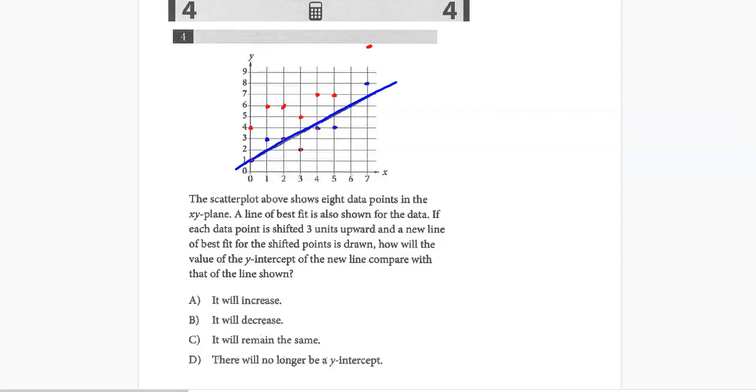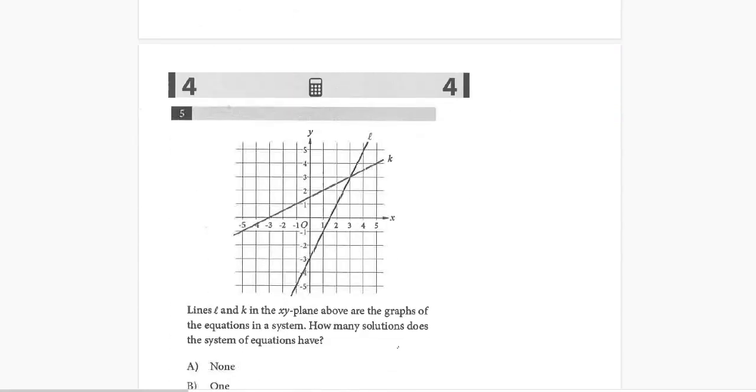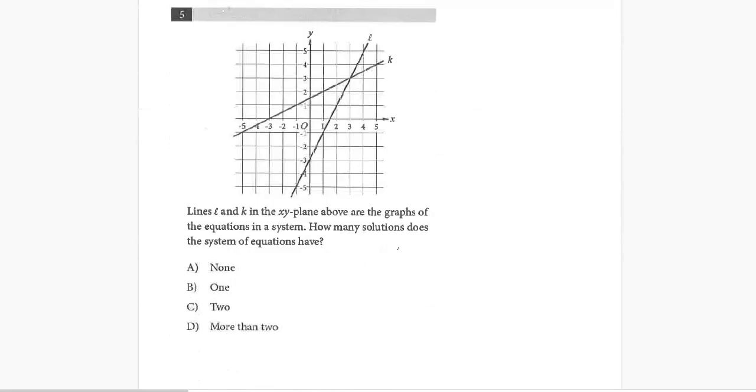So if those are our new dots, our new line should pretty much just be shifted 3 up. So that means, how will the value of the y-intercept change? So this was our y-intercept. Our new y-intercept should be exactly 3 up. Looks like my line kind of missed it a little bit. So it definitely will increase. All right, let's move on down. Number 5.